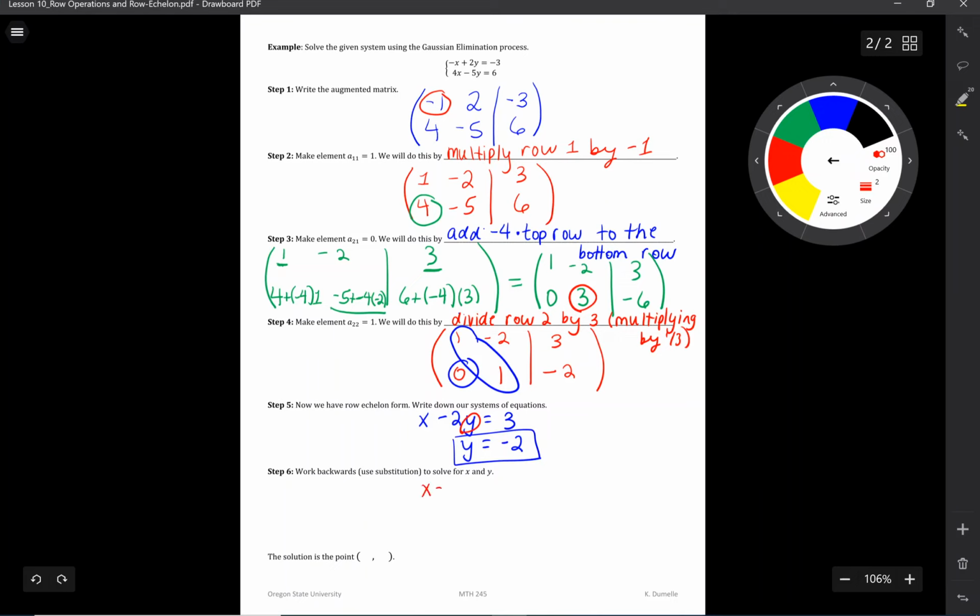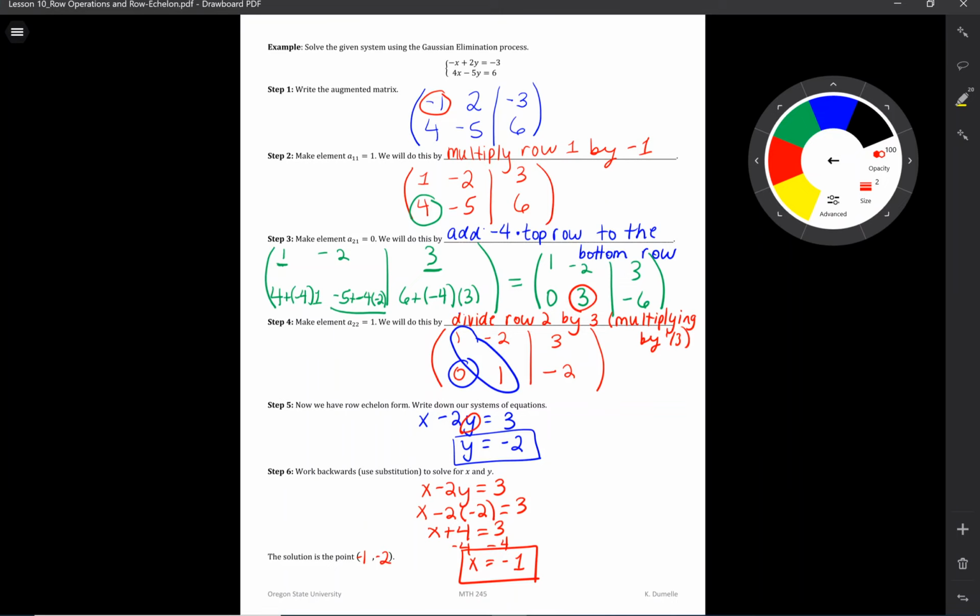So x minus 2y equals 3. That gives me x minus 2 times y, which is -2, equals 3. Or x plus 4 equals 3, which gives me x equals -1. So my solution here is -1, -2.